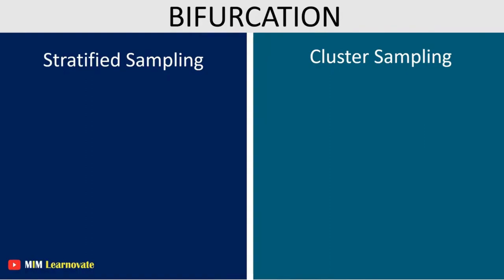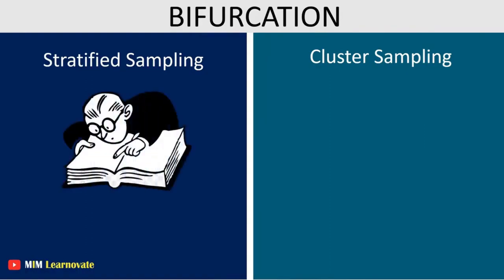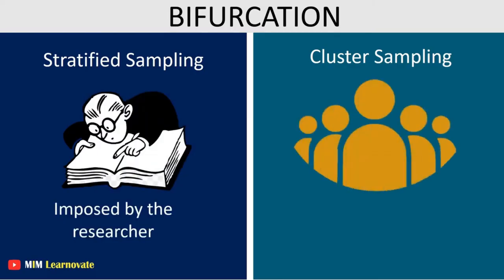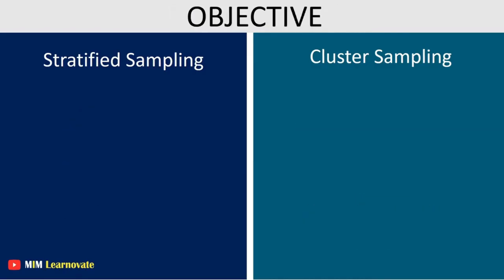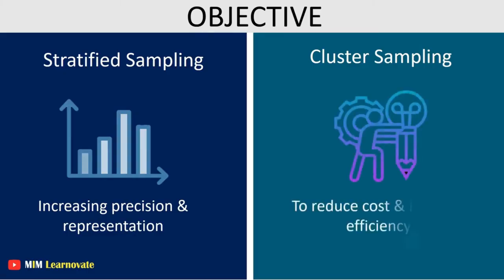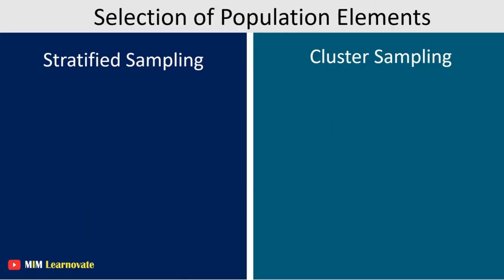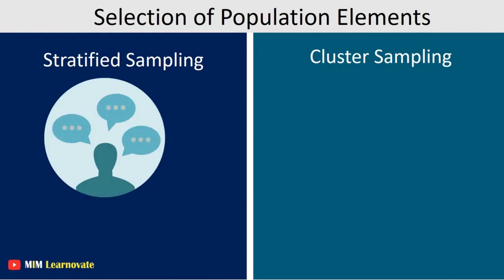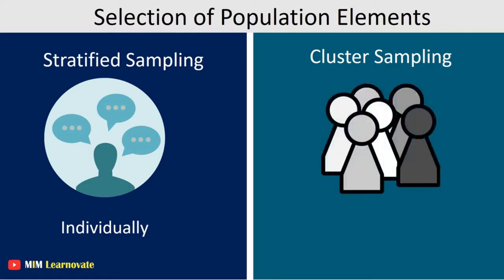Bifurcation. When the sampling method adopted by the researcher is stratified, then the categories are imposed by him. On the other hand, in cluster sampling, the categories are naturally occurring groups. Objective. Stratified sampling aims at increasing precision and representation. On the other hand, in cluster sampling, the objective is to reduce cost and improve efficiency. Selection of population elements. In the case of stratified sampling, the population elements are selected individually from each stratum, whereas in cluster sampling, population elements are selected in aggregate.